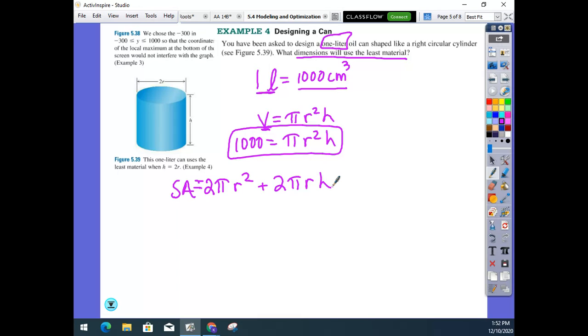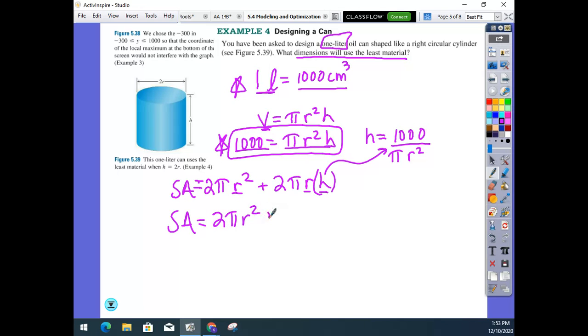But remember when I said we have to write an equation in 1 variable? Right now we have 2. This is where this equation up here comes into play. We have to solve this equation for h. So I'm going to divide both sides by pi r squared. And I get h equals 1,000 divided by pi r squared. And I can replace this h with this because in this particular problem, we have been told we're dealing with a 1-liter bottle.